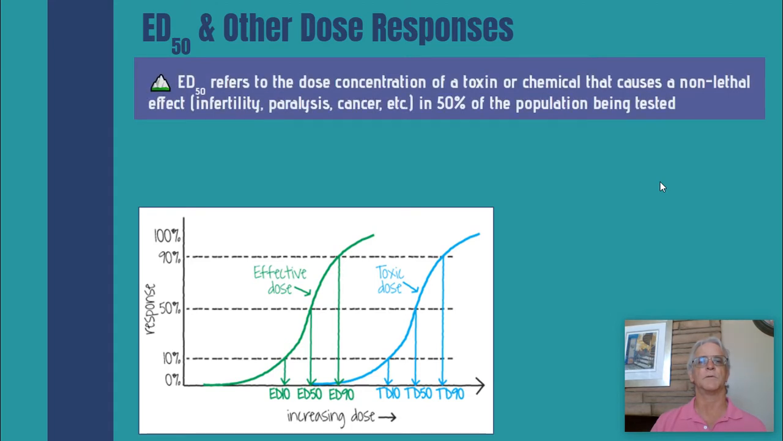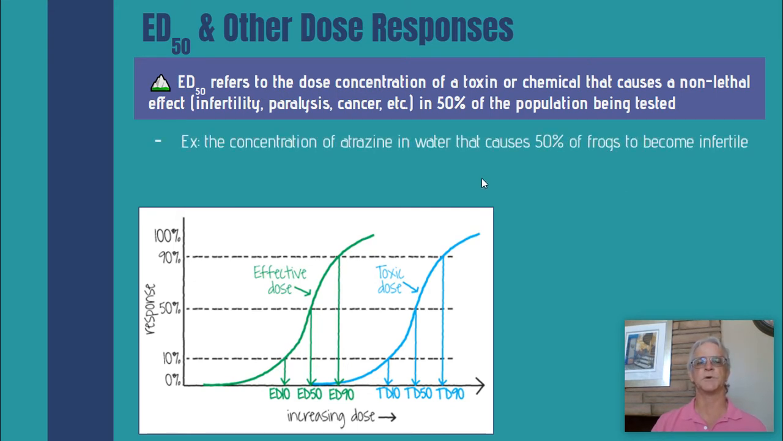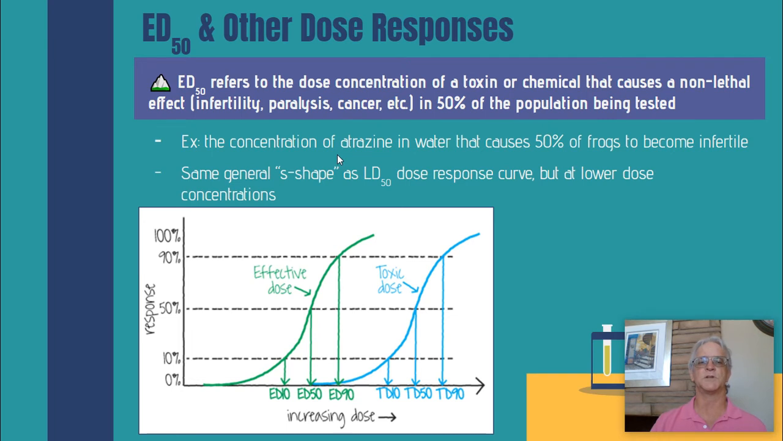Effective dose 50 refers to the dose or concentration of a toxin or chemical that causes a non-lethal effect, such as infertility, paralysis, or cancer, in 50% of the population being tested. For example, the concentration of atrazine in the water that causes 50% of the frogs to become infertile. It's the same general S shape as the LD50 dose response curve, but at a lower dose. So the toxic dose is right here, and the effective dose is even farther down, where maybe it gets rid of a headache.